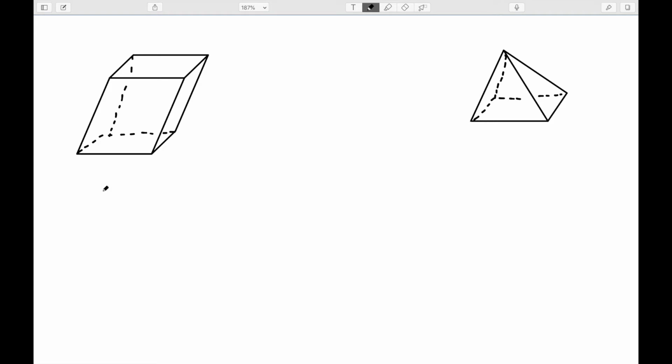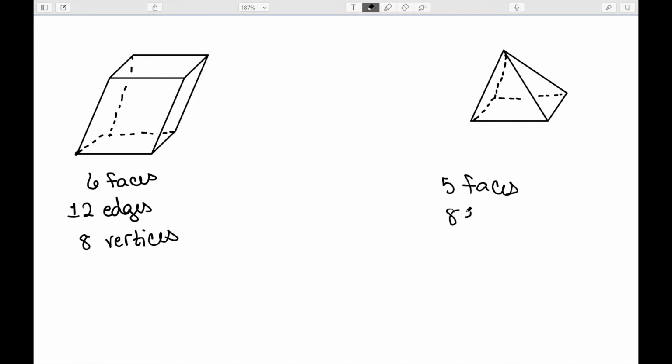Here I have two polyhedra. So this one has a total of 6 faces, the front and the back, the left, right, and the top and the bottom. It has 12 edges, which are the straight lines and the dotted lines that you see here. And then a total of 8 vertices, which are the corner points, like this one here. Over here, this one has 5 faces, 8 edges, and 5 vertices.